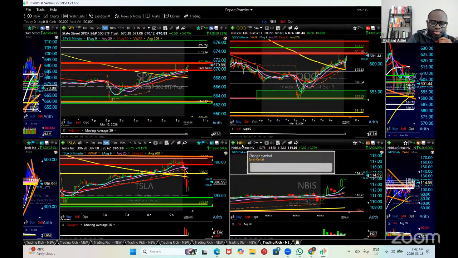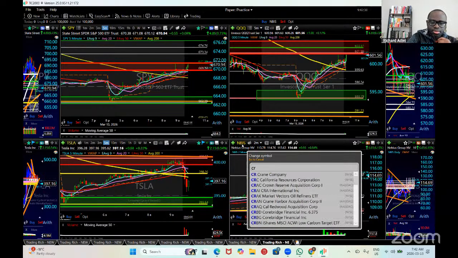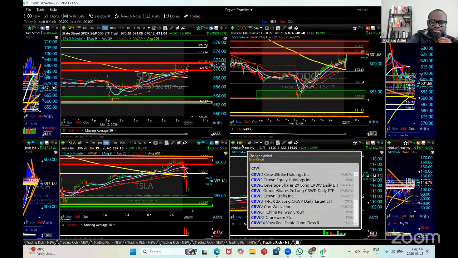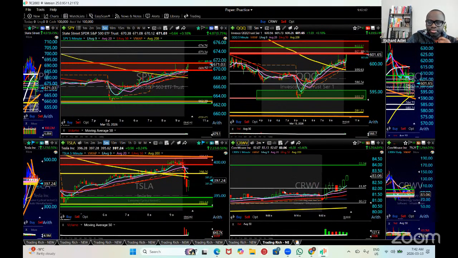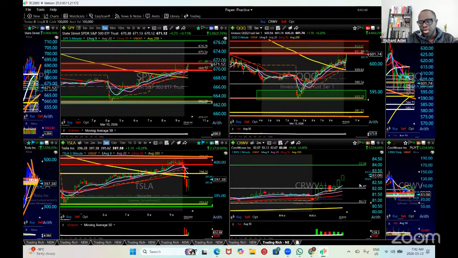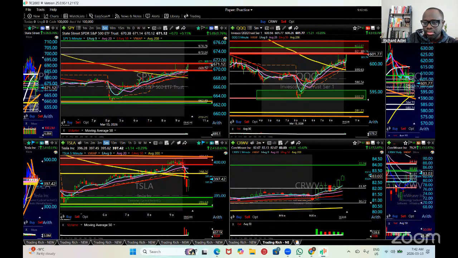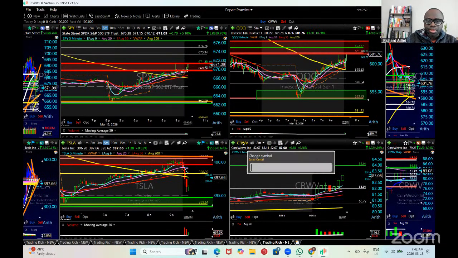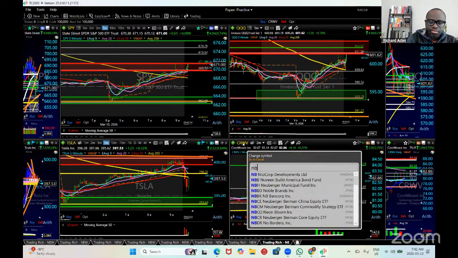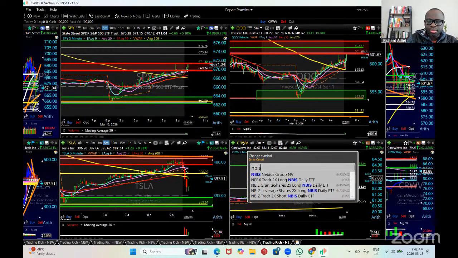I'm sure CoreWeave is doing well, if this is doing well. Okay, so Nebius and CoreWeave are all doing well. These are stocks that we traded earlier this week, so any of them should work.